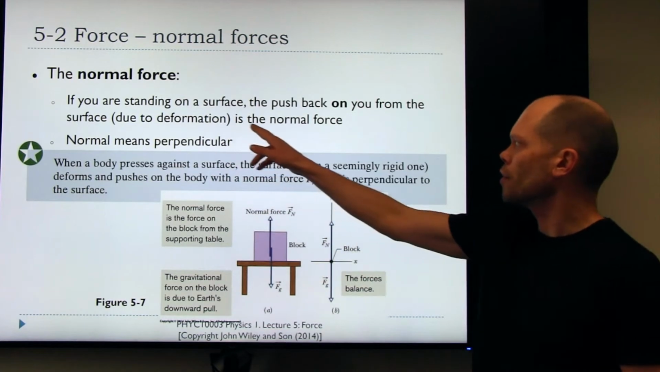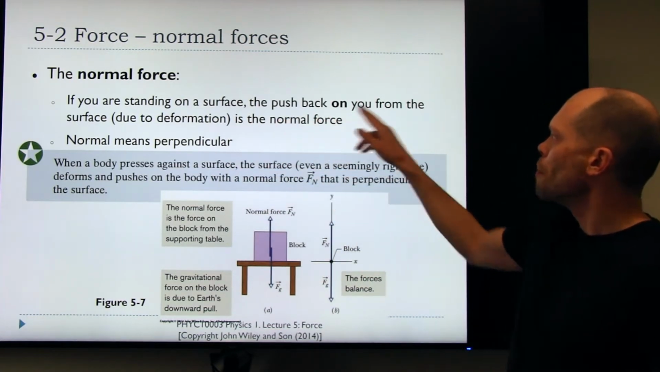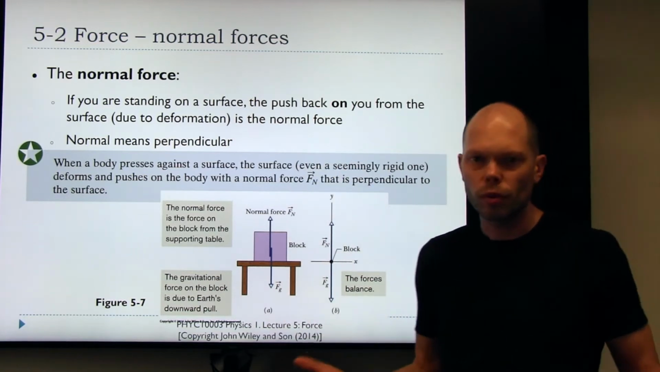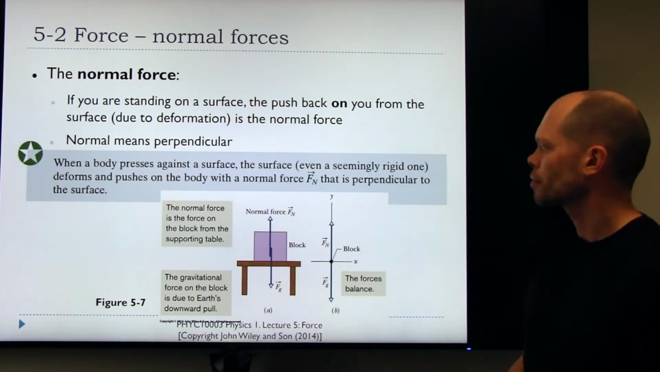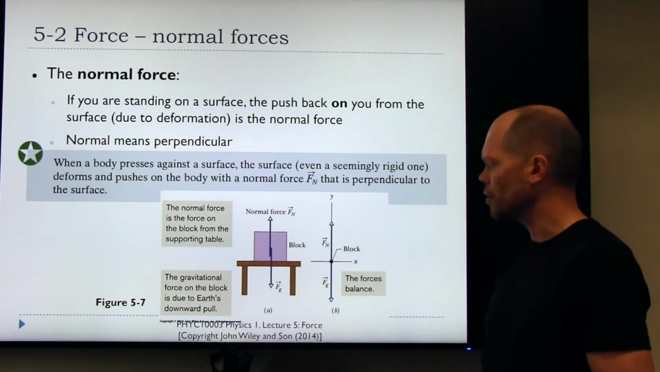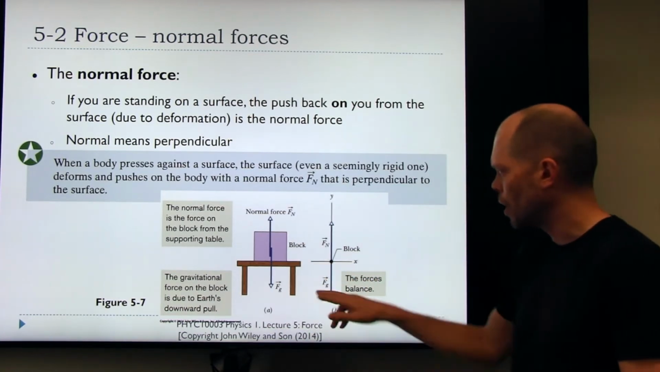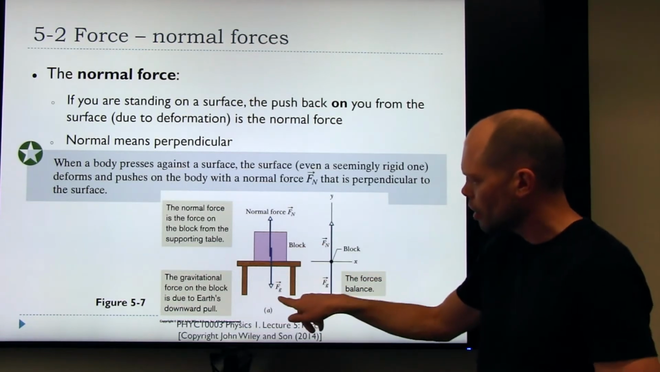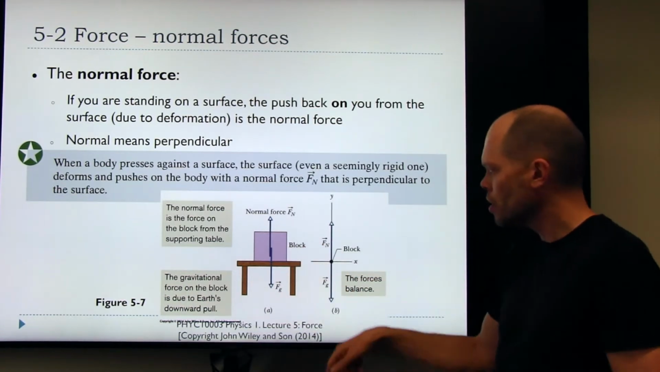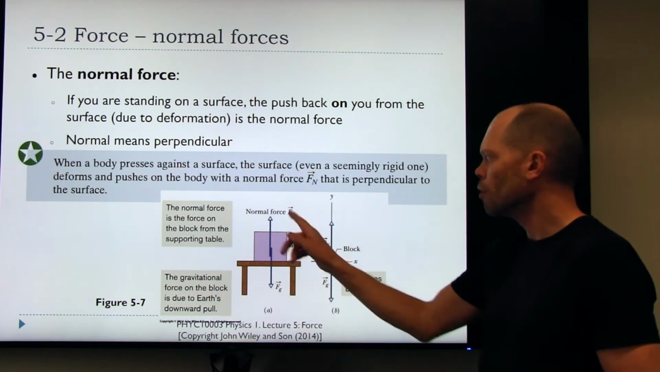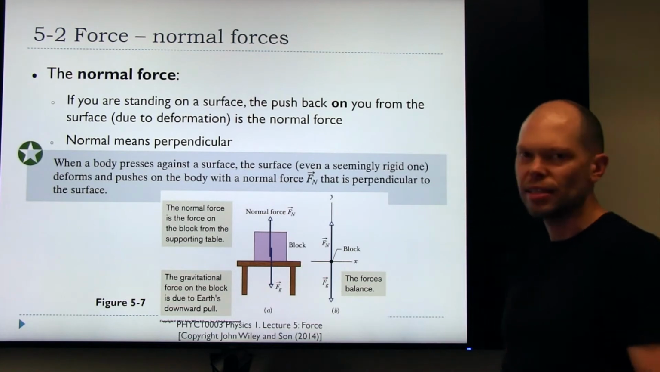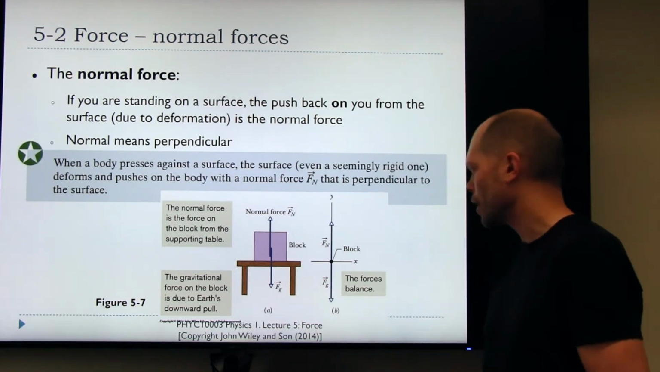So if you're standing on the surface, the push back on you from the surface is the normal force. Normal, of course, means perpendicular. So we can rewrite it like this. We just got a very simple diagram. We have a table with the block on it. The weight of the block is the force of gravity, mg, pulling down. The normal force, which is force N, is pushing back. It's exactly the same, just the opposite direction.